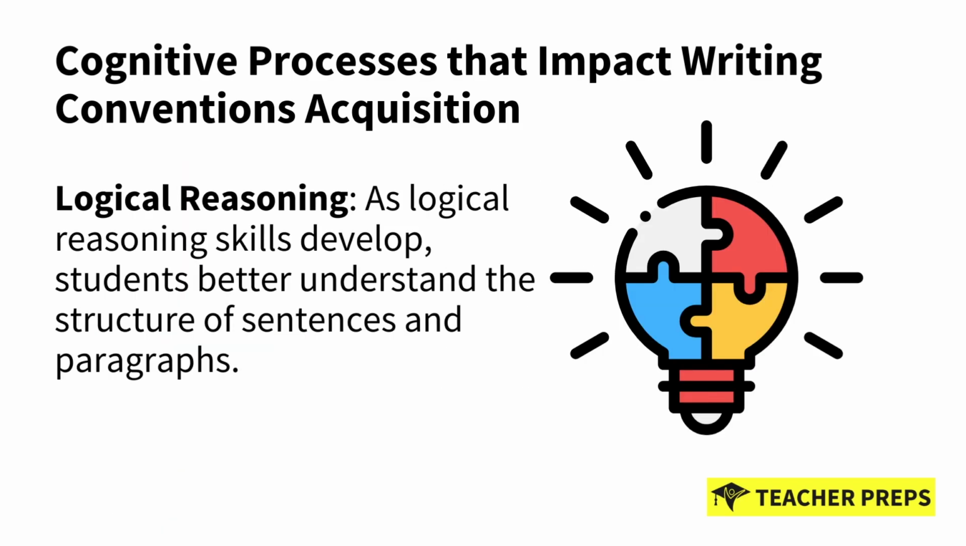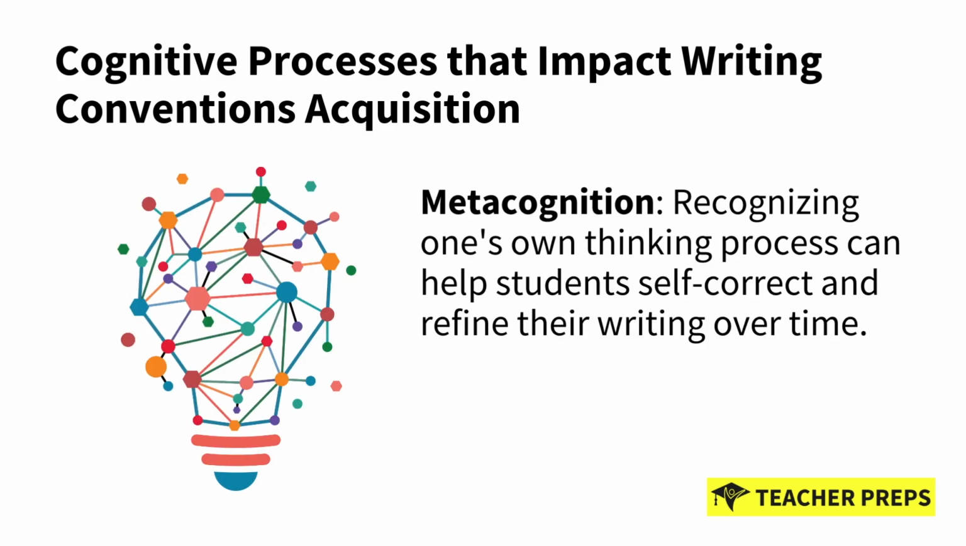Next, we have logical reasoning. As logical reasoning skills develop, students better understand the structure of sentences and paragraphs. And lastly, there is metacognition. This is recognizing one's own thinking process, and this can help the students self-correct and refine their writing over time.